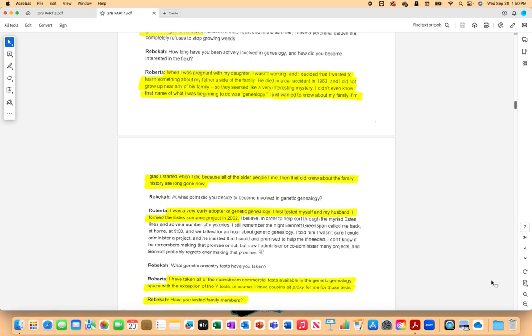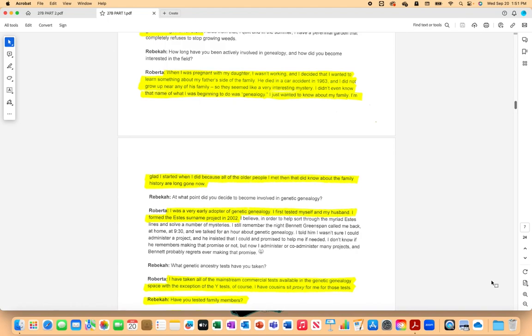When I was pregnant with my daughter, I wasn't working, and I decided that I wanted to learn something about my father's side of the family. He died in a car accident in 1963, and I did not grow up near any of his family. So they seemed like a very interesting mystery. I didn't even know that the name of what I was beginning to do was genealogy. I just wanted to know about my family.